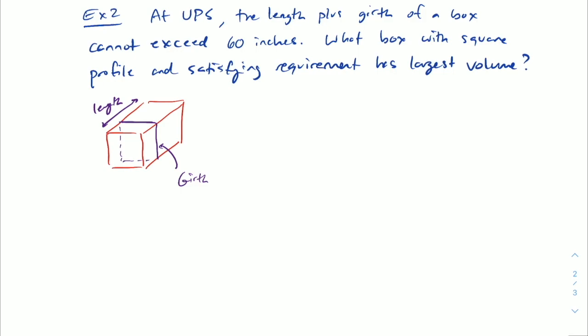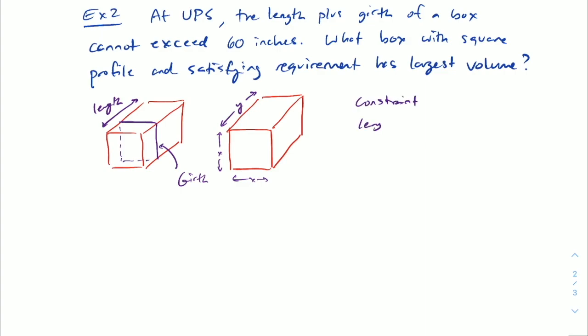Okay, so let's introduce some variables. We'll call the length y, and we'll call the width and the height x. It has a square profile, so these dimensions are going to be the same. Now we can set up our constraint. The constraint is length plus girth is less than or equal to 60 inches. We're going to try to maximize our volume, so we're going to make that equal to 60 inches. The length is y, and the girth is the distance around the square, 4 sides, so 4x. So our constraint is y plus 4x equals 60.